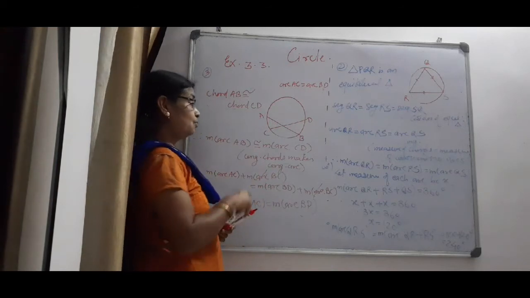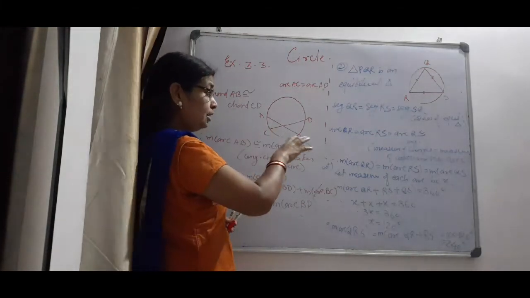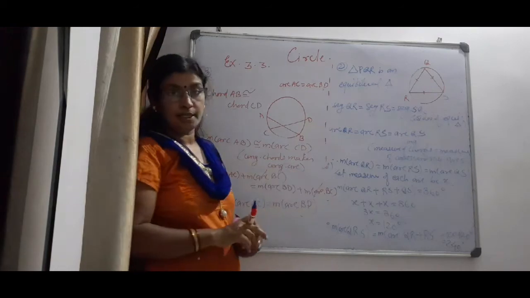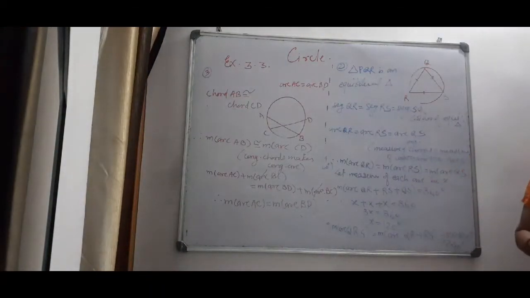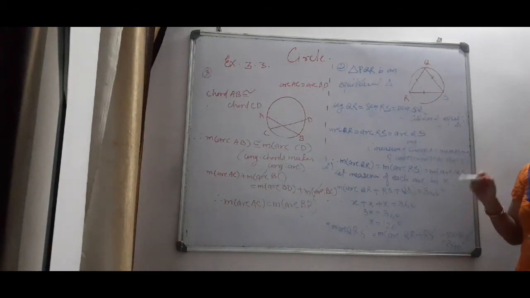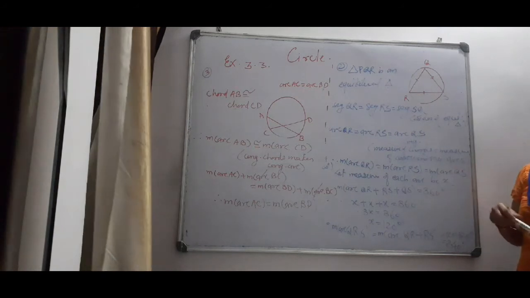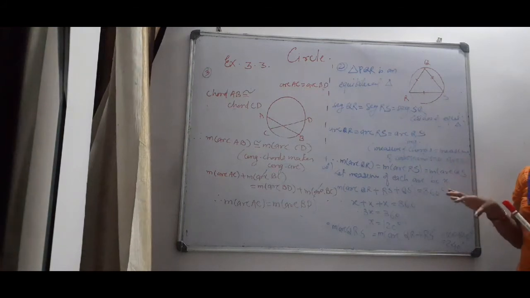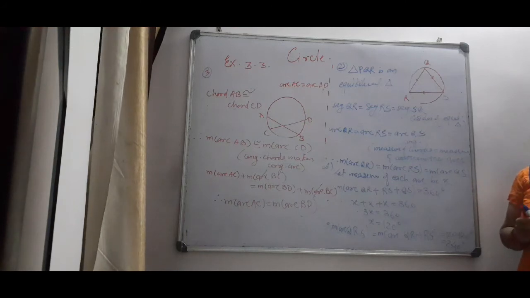In this way, first write down all the proofs, all the measures, and all the reasons for each statement. Write down all the reasons and solve exercise 3.3. Only 3 problems are there. Use the properties of chords, properties of arcs, measure of arc, and central angle. Use all these properties and solve the problems. These are important problems for 3 marks.